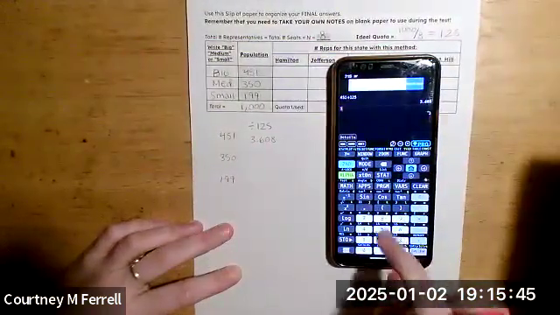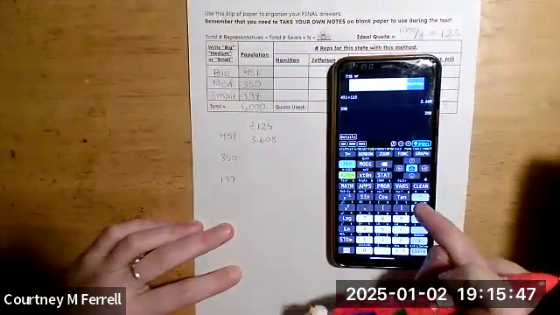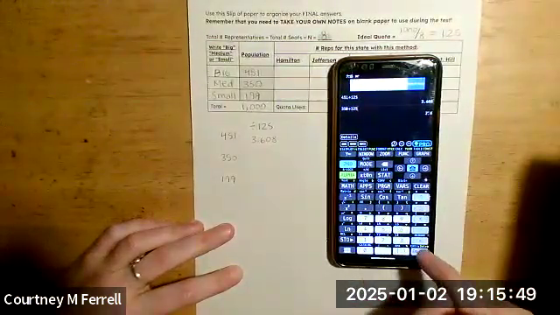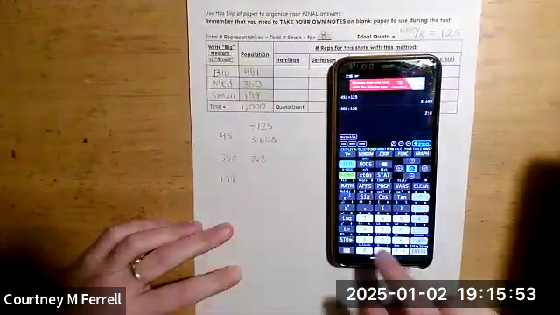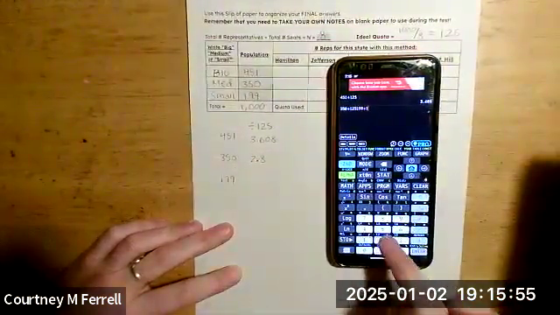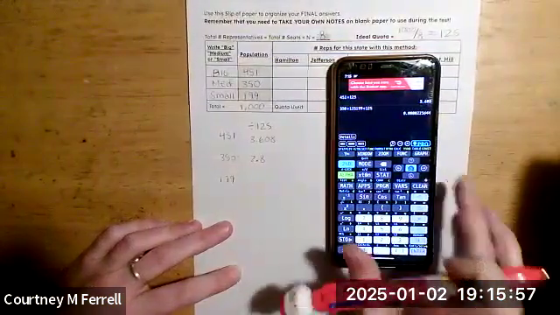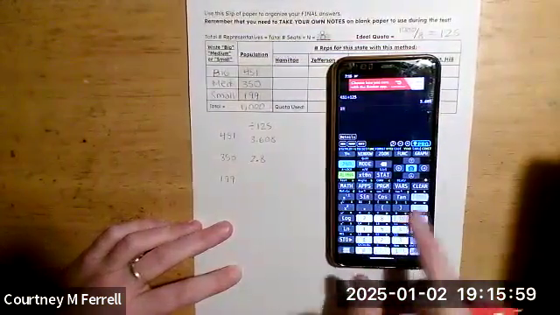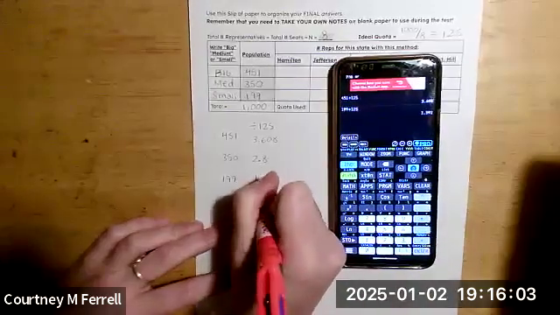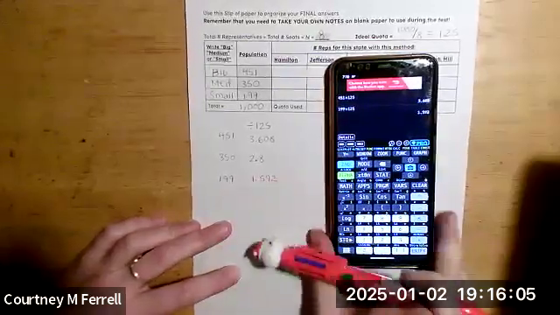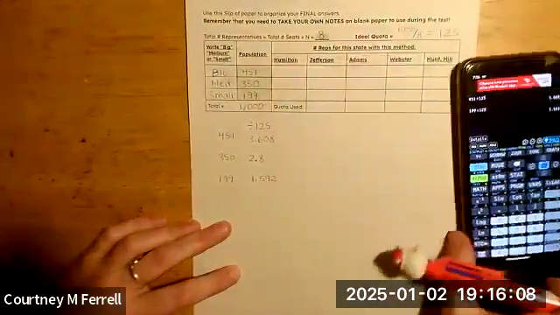Next, I'm going to do 350 divided by 125 because that's my ideal quota. That gives me 2.8. And now I'm going to do 199 divided by 125. Again, that was 199 divided by 125. And that gives me 1.592.